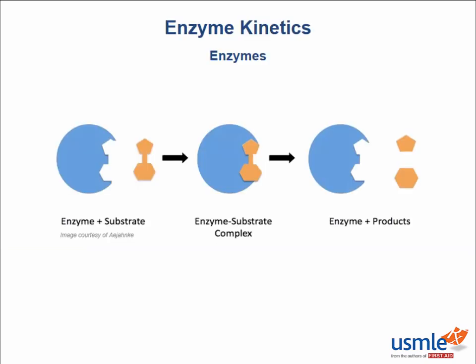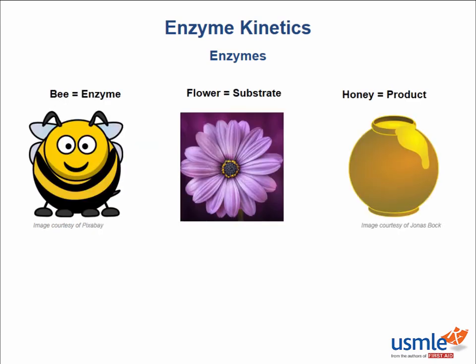As you know, enzymes speed up reactions. They do this by binding their substrate, forming an enzyme-substrate complex, and converting that substrate into a final product. A simple analogy can be made between bees, flowers, and honey. Imagine that the bee is our enzyme, the flower, or pollen, is our substrate, and the honey is our final product. The bee attaches to the flower and eventually converts the pollen into honey.